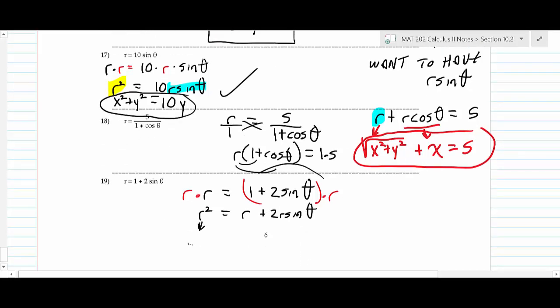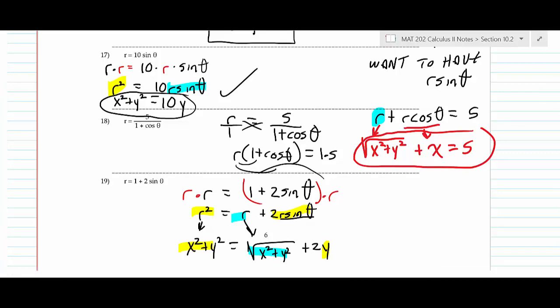So what's r squared? X squared plus y squared. R is the square root of x squared plus y squared from the Pythagorean theorem. And then you would have plus 2, and what's r sine theta? That's a y. So that's it. What I'm doing is replacing r squared with what it's equal to, r with what it's equal to, and r sine theta with what it's equal to. That's it. You did this same stuff in trig, right at the very end of the semester.